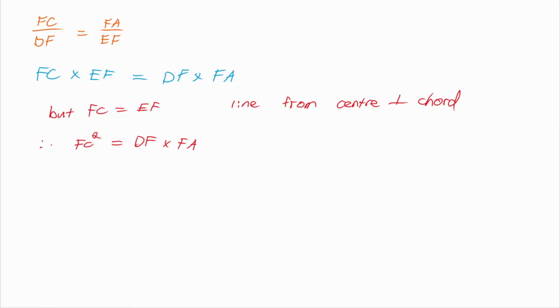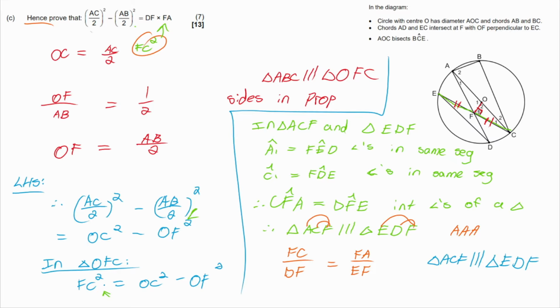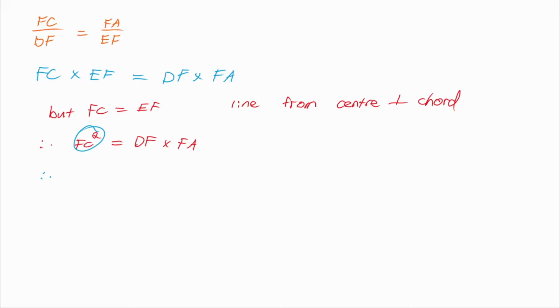So we have that, but also, remember, we know that FC squared is equal to this, but this thing over here is equal to this. So therefore, let's just write all of this. Therefore, (AC over 2) squared minus (AB over 2) squared is equal to DF times FA.